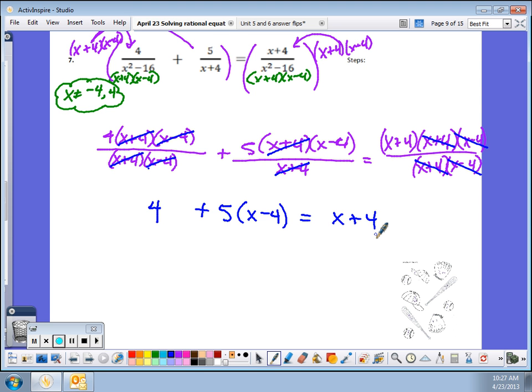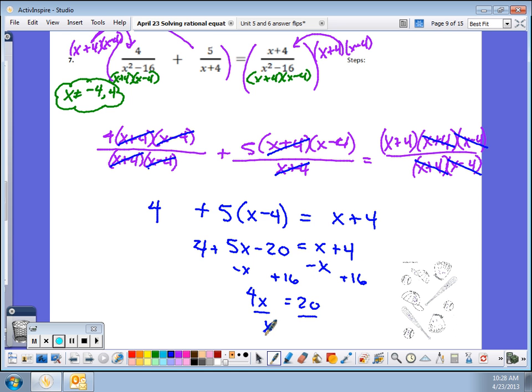Alright, now we're back to an Algebra 1 type of equation. Distributive property, get x's on one side, numbers on the other. And we're ready to go. Okay? 4x. 4 and negative 20 would be negative 16. So add 16 to both sides. You get 20. I say x equals 5.